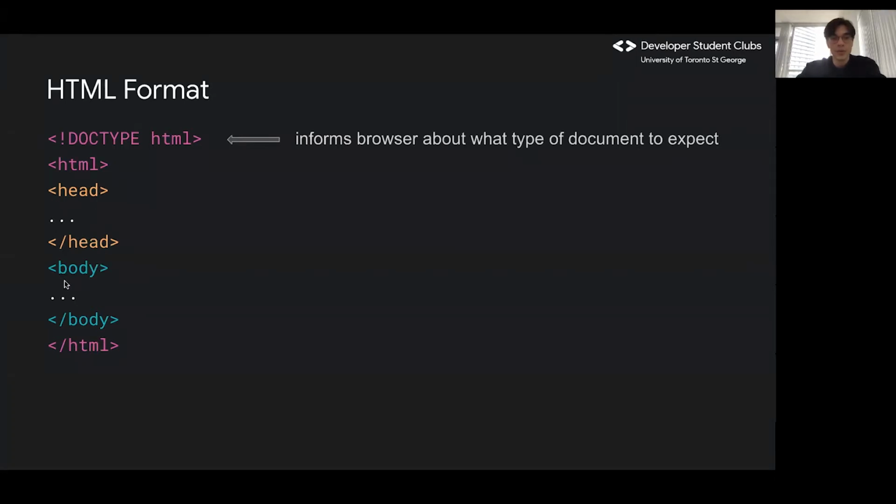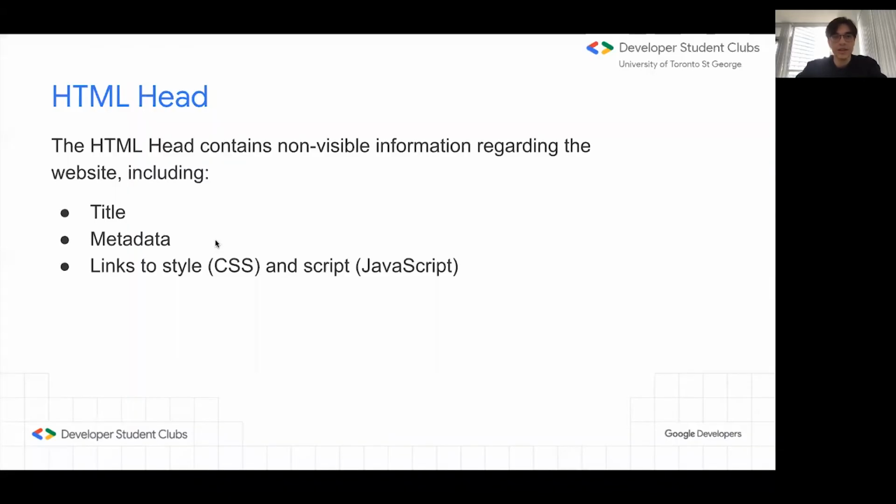And there's two main components that we're going to look at within the HTML, which is the head and the body. And they do different things. So let's first look at what the head does. The head in our HTML file contains all the non-visible information regarding the website. This is kind of like a space where the website is able to store data that isn't necessarily going to be shown on the screen.